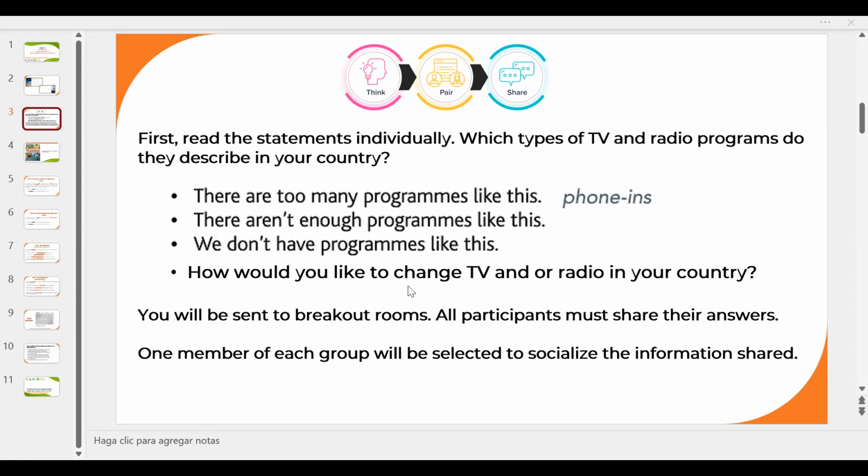Remember, for the moment, it's going to be an individual exercise. Too many programs, there aren't enough programs, programs that we don't have, and from your perspective, how you would like to change TV and radio in your country. Guys, do you have any questions about the first part of the instructions?